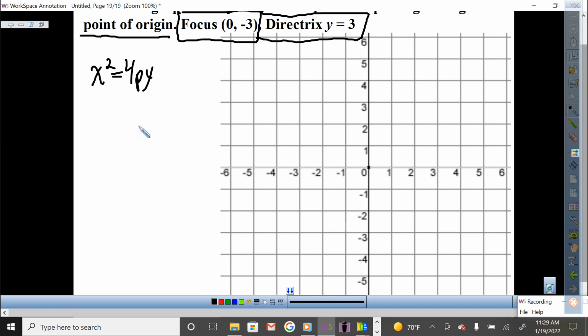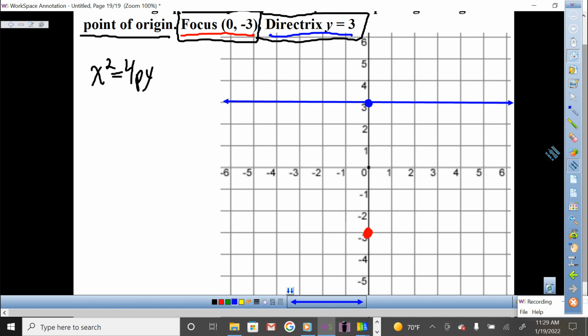Here goes. So let's get started. We're going to plot our focus in red. So our focus is 0 of x, negative 3 of y. There it is. Our directrix, I'm going to do that in blue, is going through y equals 3. Y equals 3 is up here. So, y equals 3. There it is.